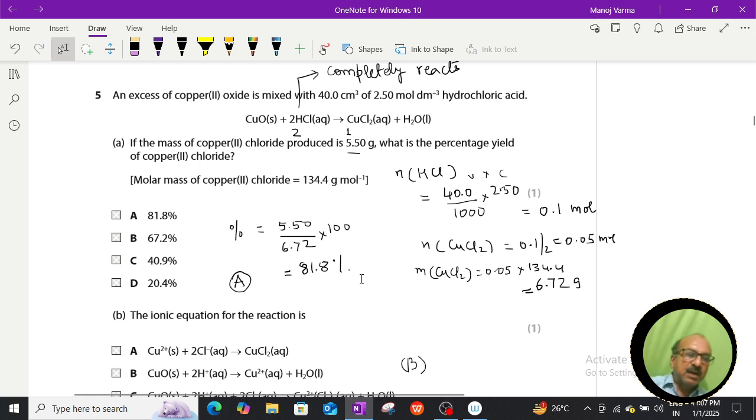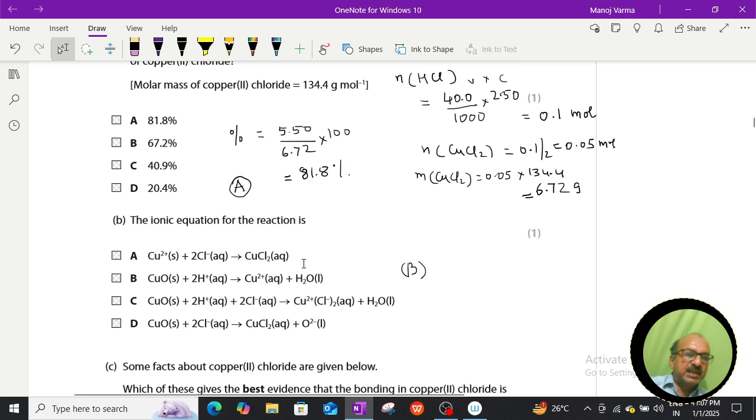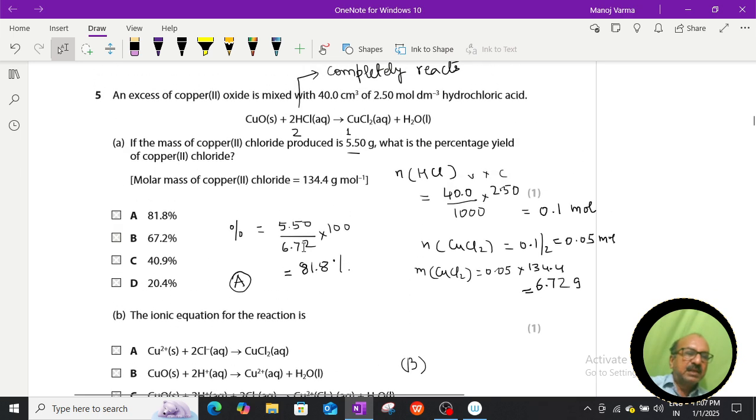Okay, now let's go further. Now the ionic equation for this reaction. Now this is a tricky question where students will find it difficult to understand. So let me explain to you the key things that you have to keep in mind for this type of question. See here, the copper oxide is solid. So being a solid, it will not ionize.